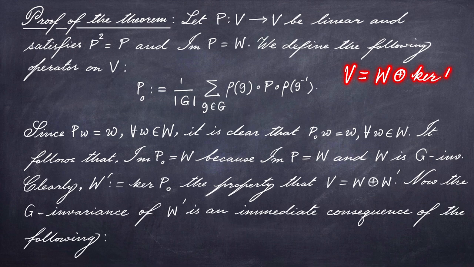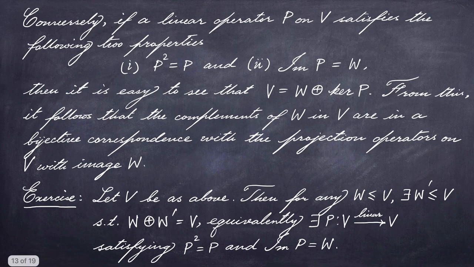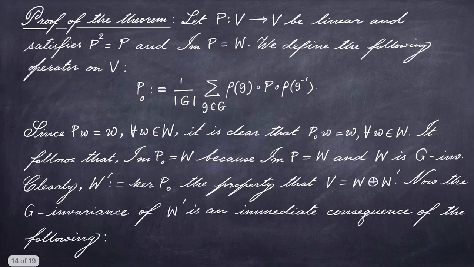We have already seen that. Again, let me start the proof from the beginning. The exercise says that for any V and W there is a projection operator. This is exactly what we are using. So there is a projection operator P, and we have already seen earlier that if P is a projection operator with image W, then V must be W direct sum kernel P.